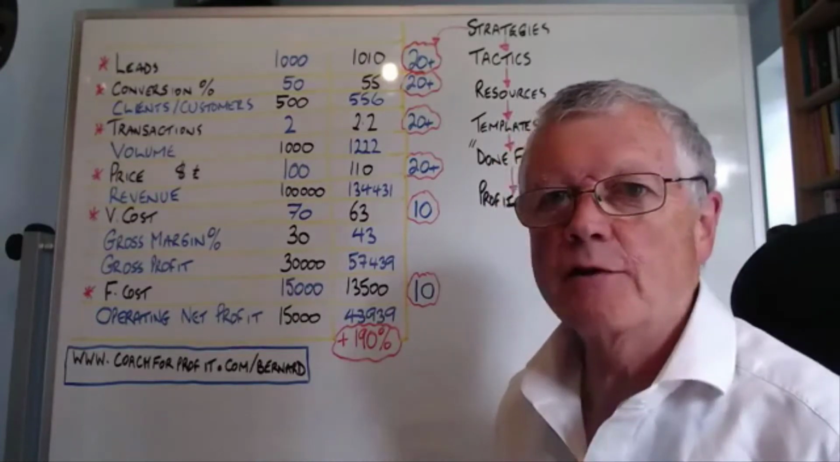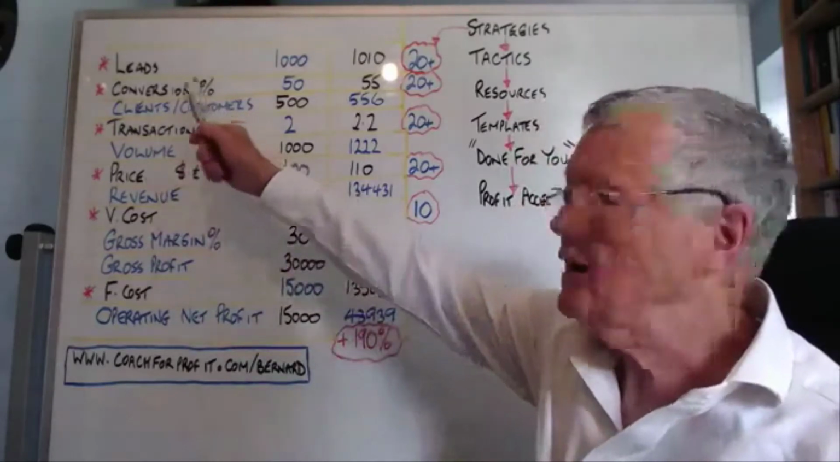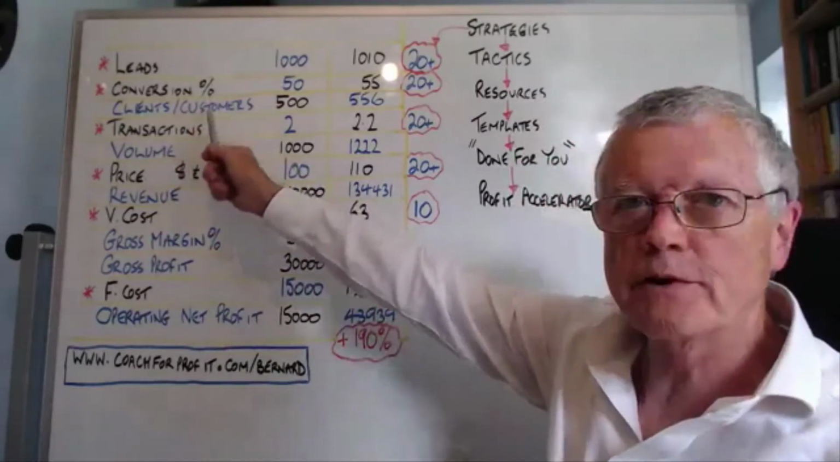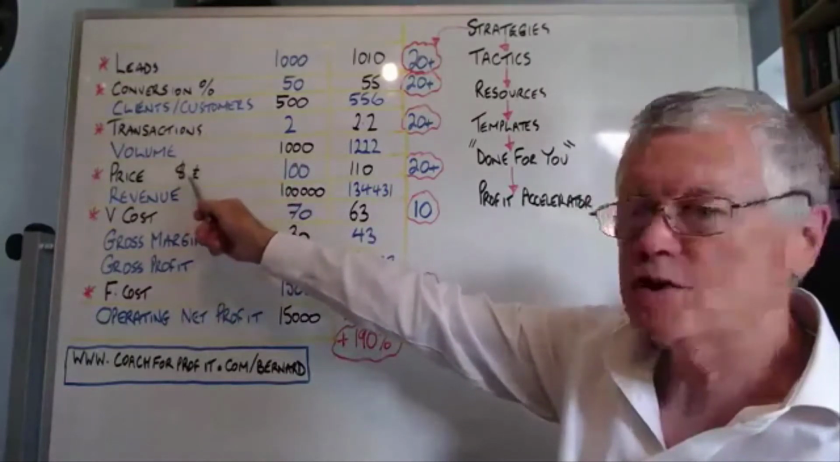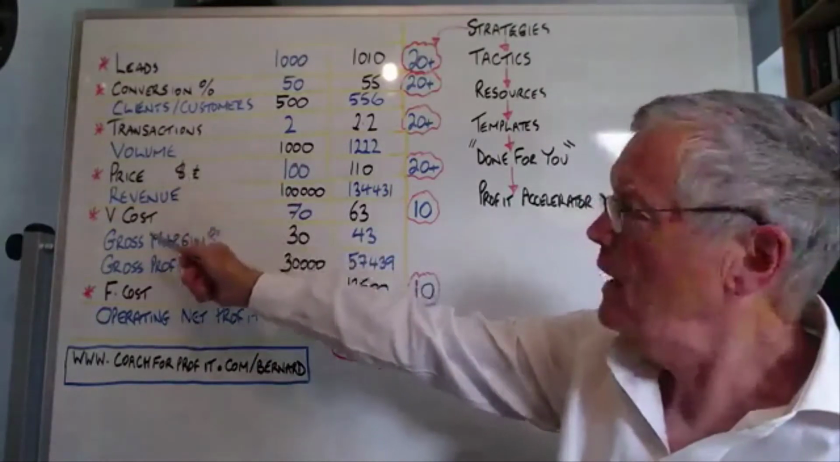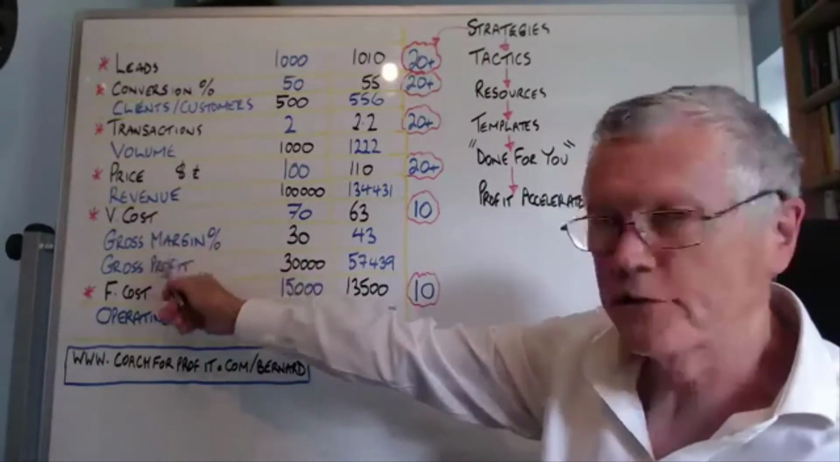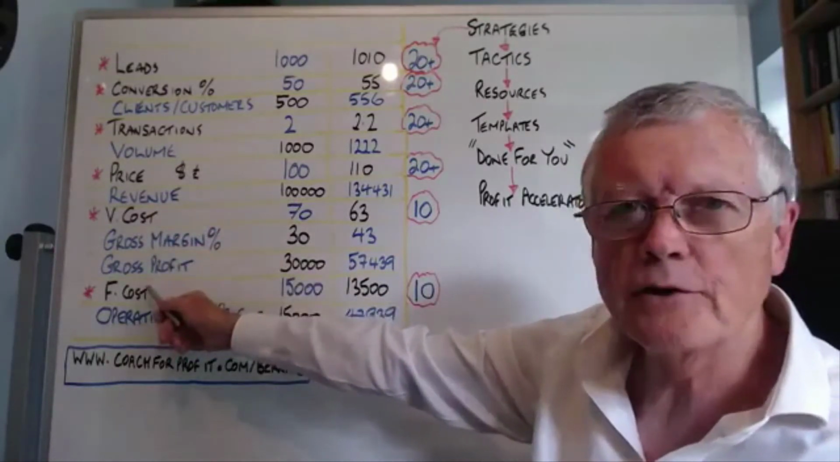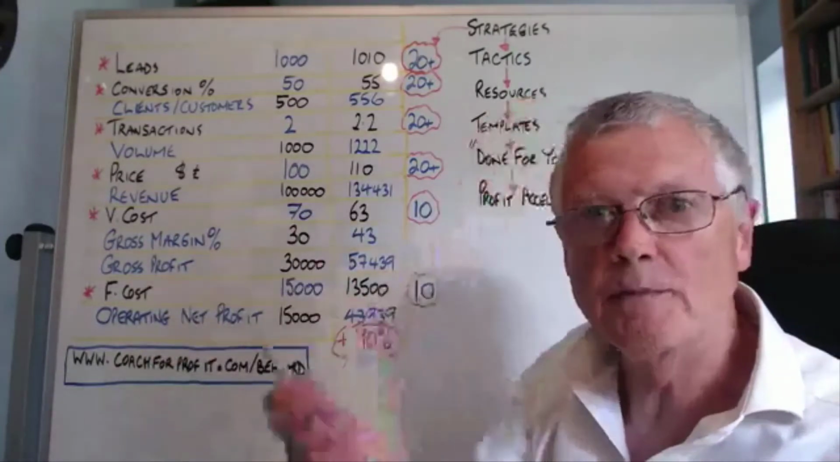If you understand your numbers and you make small improvements in a few key numbers, it's astonishing how much effect you can have on the bottom line. Here we've got leads and conversion rate, which will tell us our number of clients. Then how often they buy and how much they spend each time will tell us the revenue. If we know the variable costs, that will give us our gross margin and therefore our gross profit. And if we know our other overheads, our fixed costs, that will tell us our operating bottom line, net profit.